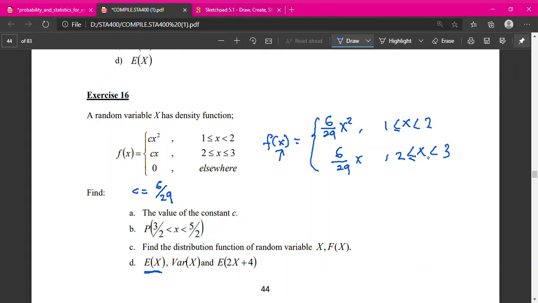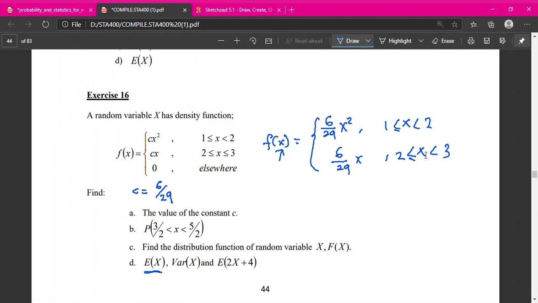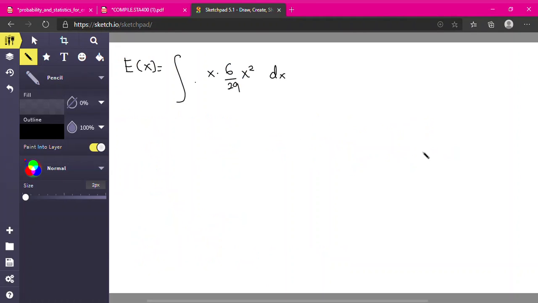Okay, so untuk dapatkan expected of x, kita kena integrate sebab this function tadi adalah continuous function. Remember, kena multiply x multiply dengan 6/29 x squared dx from 1 to 2 and then you need to plus. Okay, kita kena guna kedua-duanya. From 2 to 3, x multiply the second function. Where is my cursor? Okay, here. Multiply dengan 6/29 x dx. Okay, is it true?